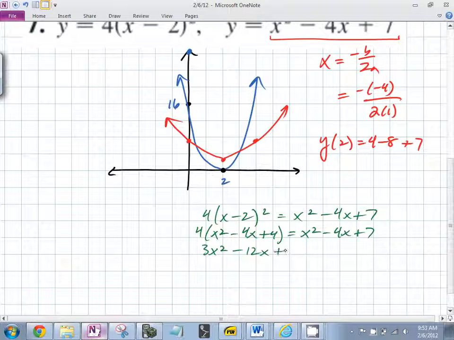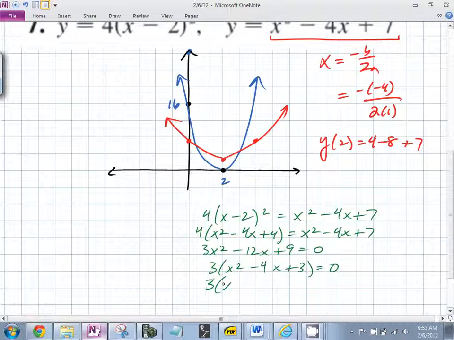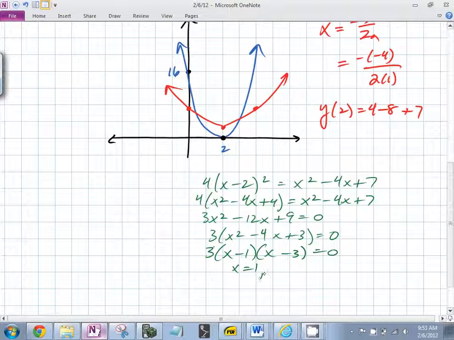What do you factor out first? 3 times (x squared minus 4x plus 3) equals 0, so it's going to be 3 times (x minus 1) times (x minus 3). So what's x equal? 1 or 3. So our integral is going to go from 1 to 3, correct? We know that so far.